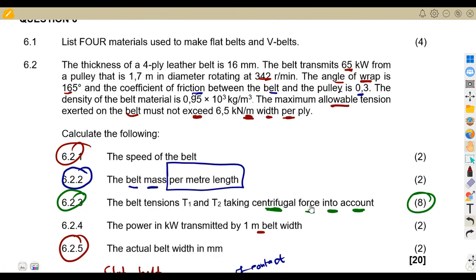Also, we are given that it's a 4-ply leather belt, meaning we are talking about a flat belt in this case. If it is a V belt, you're going to be given the number of V belts. The moment they give you that, you know that you're dealing with a V belt. So that's how our questions will be given.